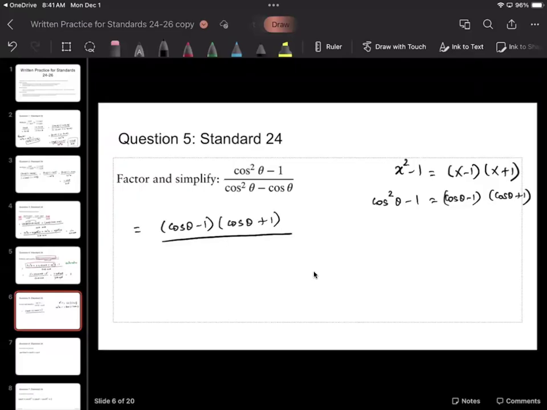In the denominator, cosine theta is the common factor. So when you take it out, this is what you will have. Then when you simplify this and this goes away, giving you your final answer as cosine theta plus 1 all over cosine theta. I can rewrite this again as 1 plus secant theta, but I'm just going to leave it like this for now. Okay, this is good enough.